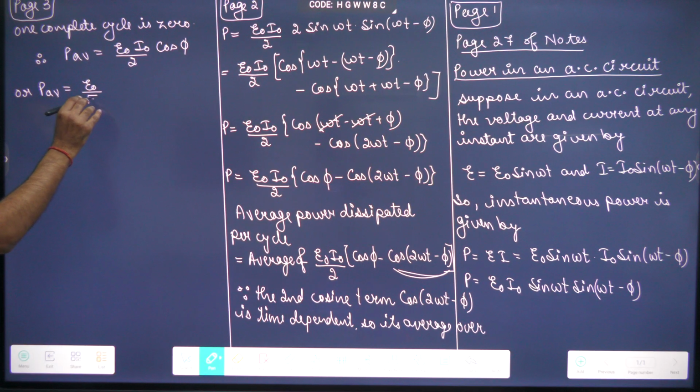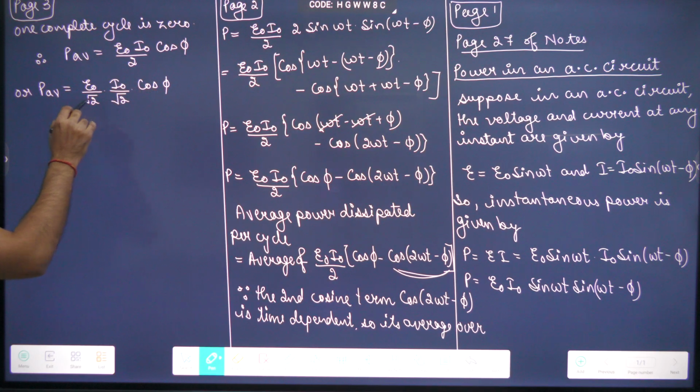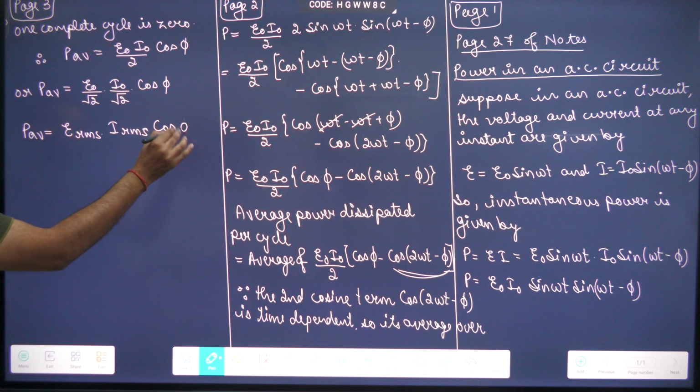Or P average is equal to E naught upon root 2 multiplied by I naught upon root 2 into cos phi. Why have I divided it like this? Because E naught upon root 2 is ERMS, and I naught upon root 2 is IRMS. So, ERMS, IRMS cos phi.